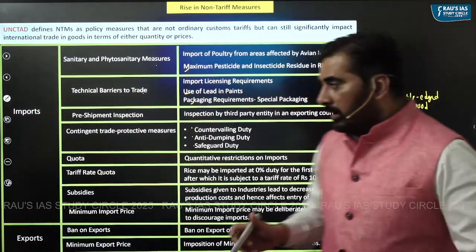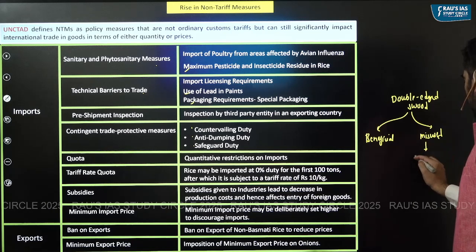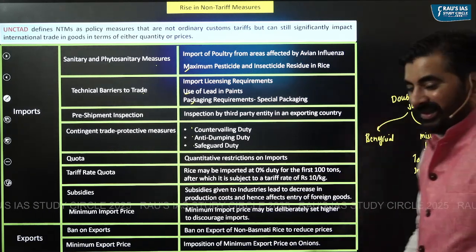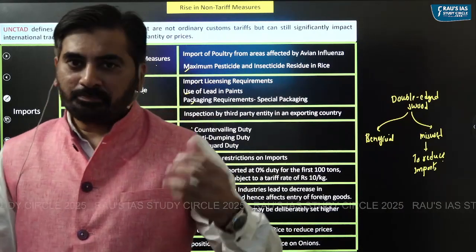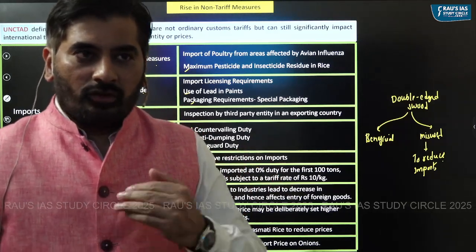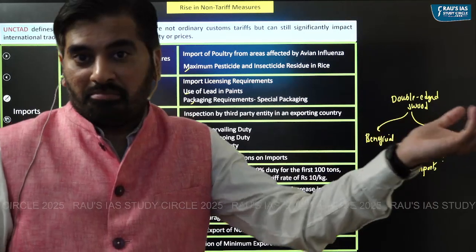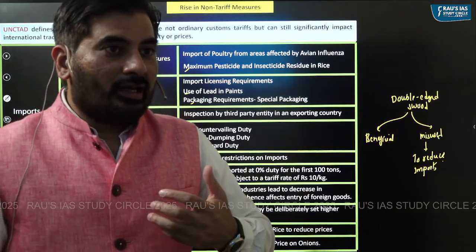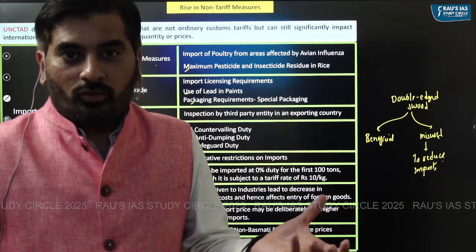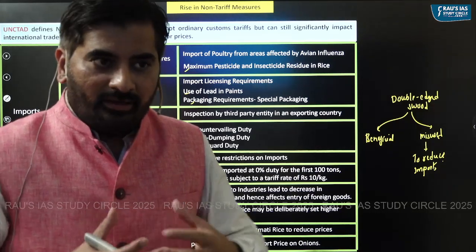But on the other side, these non-tariff measures, they can be misused to reduce imports from other countries. For example, let's say, just as an example, if US does not want to import basmati rice, so US can deliberately set high sanitary and phytosanitary standards, which India might not be able to meet. So US is not doing it to protect the health of plants, animals, or people in US. Rather US is doing it to prevent the import of basmati rice from India. So in a way, it is like a barrier only.